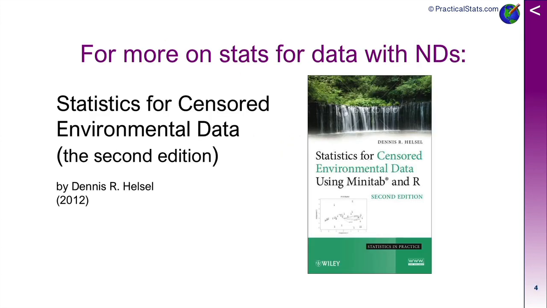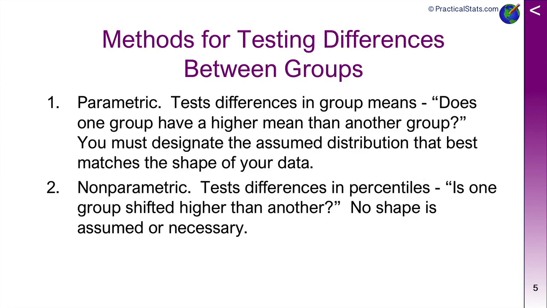Another place to get more information on the topic, although we're doing some things today that are not in this book, is the book that I wrote in 2012, Statistics for Censored Environmental Data using Minitab and R. In there, it does talk about the tests for determining whether the groups are different, but does not talk about the multiple comparison procedures, which groups are different from others. And we're going to talk about both of those today. That's fairly recent in some newer packages in R. But you can go to that book for some more information.